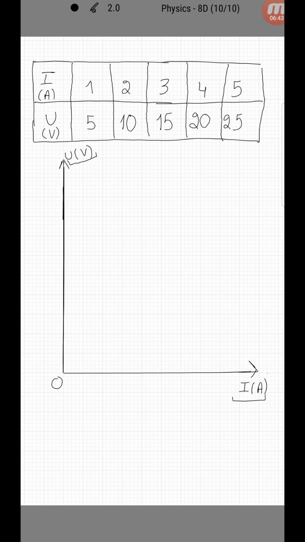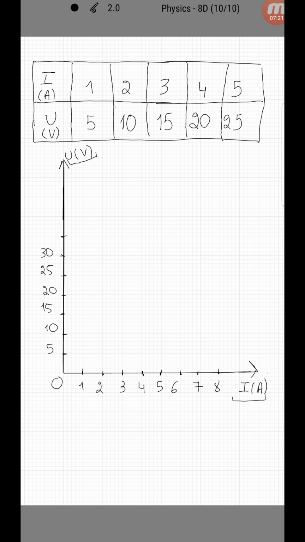Now, I plot each point. So first, let's take the graph. I take a scale for the current: 1, 2, 3, 4, 5, 6, 7, 8. Now for the voltage, I take a scale of 5s. It's easier. So 1 square is 5, then 10, 15, 20, 25, 30, etc.